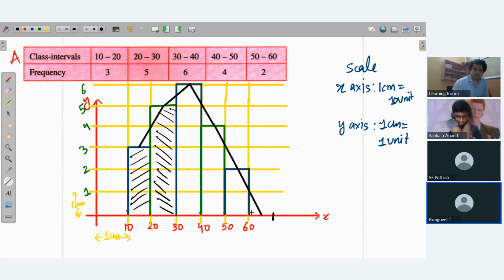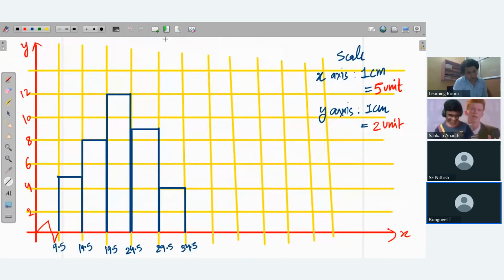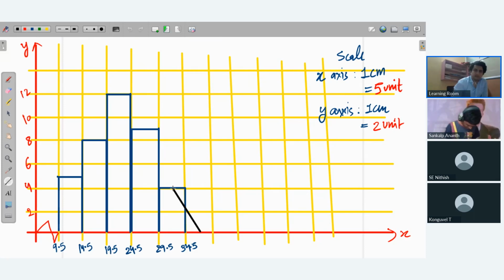But for the starting, we didn't even do that. Yeah, it looks like a velocity time graph, sir. We'll do the same thing. Is there any actual explanation for a frequency polygon? Any other complicated thing for frequency polygon? Is it this easy, sir?